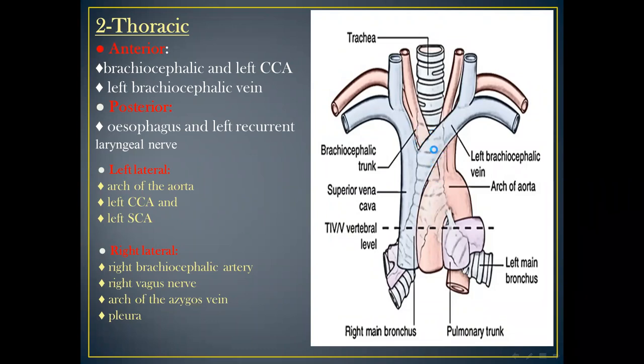Posteriorly is the same as the cervical part. We have the esophagus and left recurrent laryngeal nerve. On the left lateral side, we have the arch of the aorta, the left common carotid, and the left subclavian artery. On the right lateral side, we have the brachiocephalic artery, the right vagus nerve, the arch of the azygos vein, and the pleura.